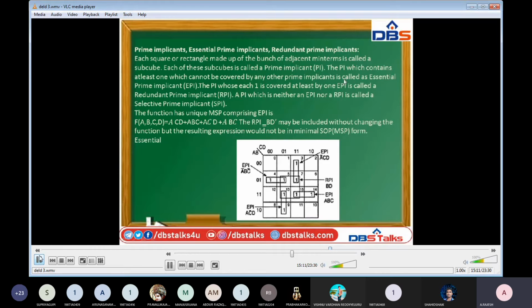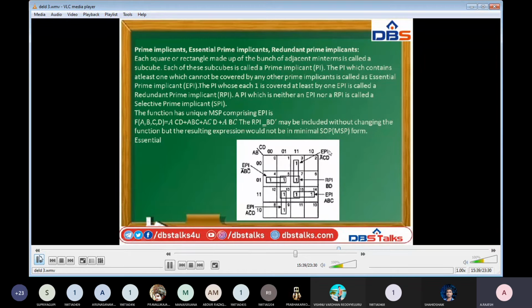See here, an essential prime implicant, where is that one? Okay, the prime implicant which contains at least one which cannot be covered by any other prime implicant is called an essential prime implicant. So here this 4 will not cover this one. That's why if we are covering this one with the other implicant, then we can call this an essential prime implicant.